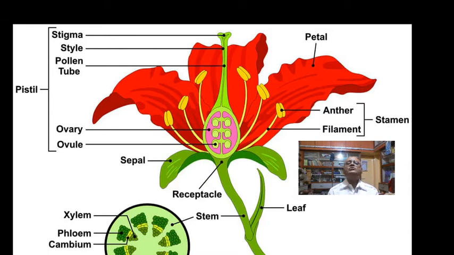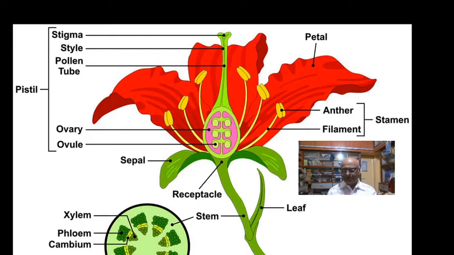The next most important florals are the androecium and gynoecium. This is the androecium and this is the gynoecium. Androecium, that means individually called a stamen. Stamen is a part constituted of three distinct parts: filament, connective and anther lobes.